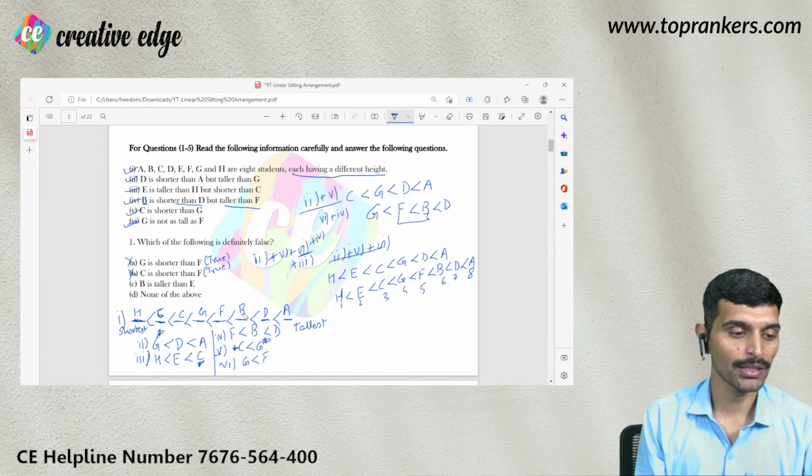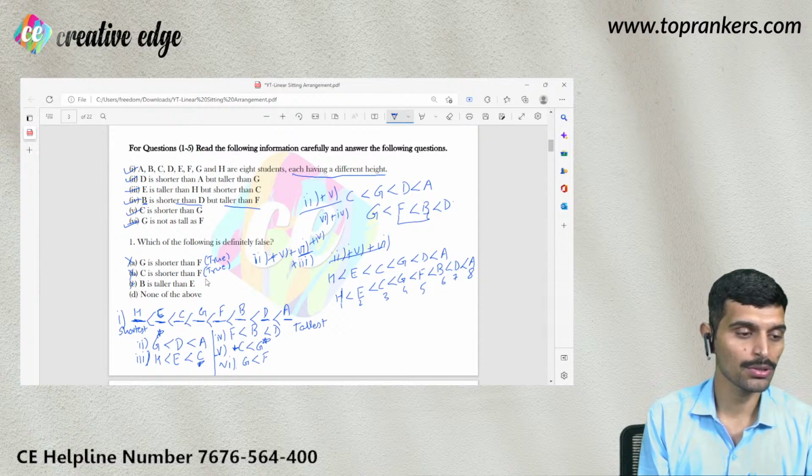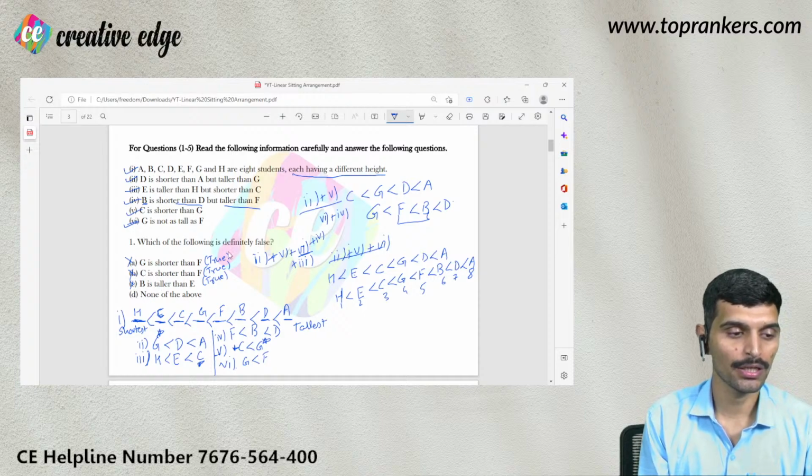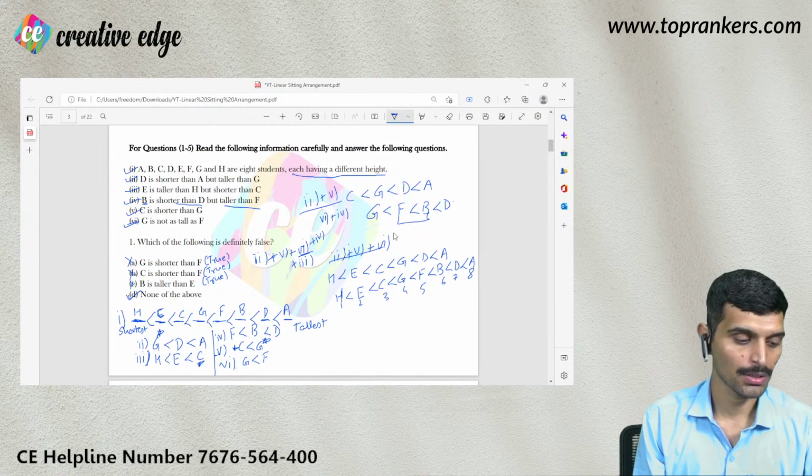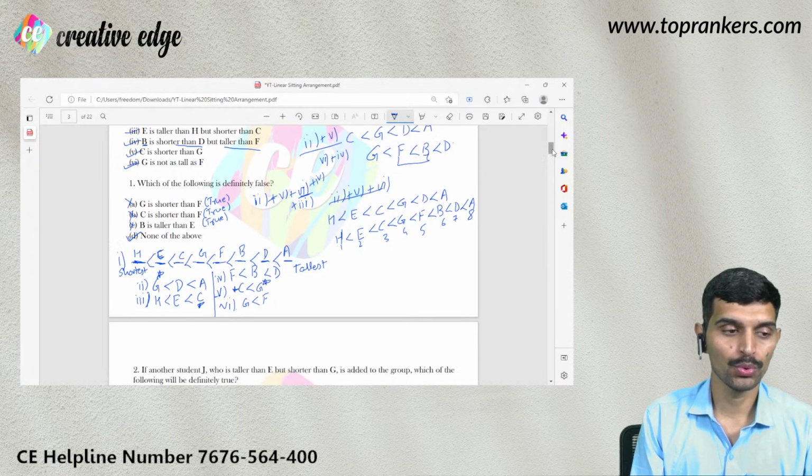B is taller than E. Yes, this is also true. So this also cannot be our answer. It says none of the above. So definitely none of the three is definitely false. So answer has to be option D, right? Let's move to next question.